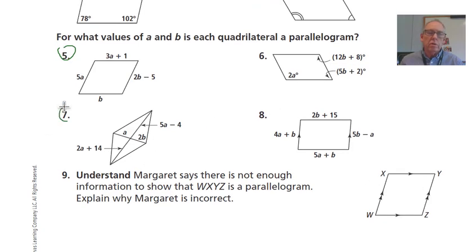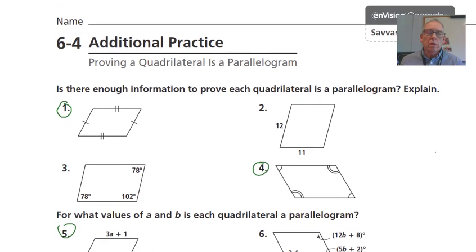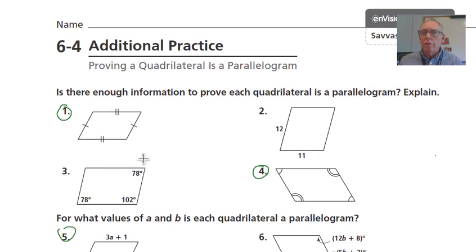Let's do 7 and 9, and then we'll set up number 10. So let's see what we got. Okay, so for number 1, they're showing us that we have a quadrilateral, and they're showing us that opposite sides are congruent. If opposite sides are congruent, then we have a parallelogram. So yes, this is enough information to show that it's a parallelogram.